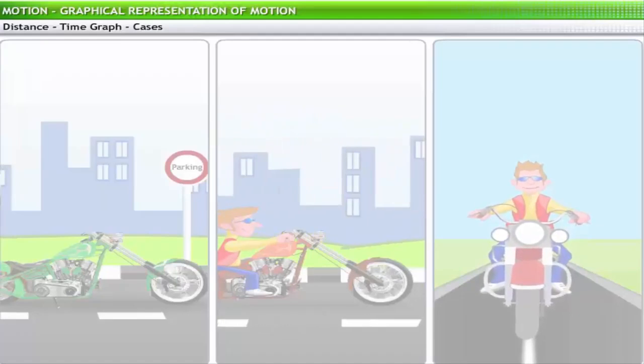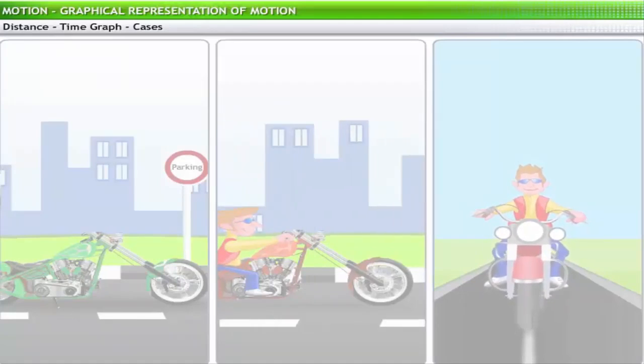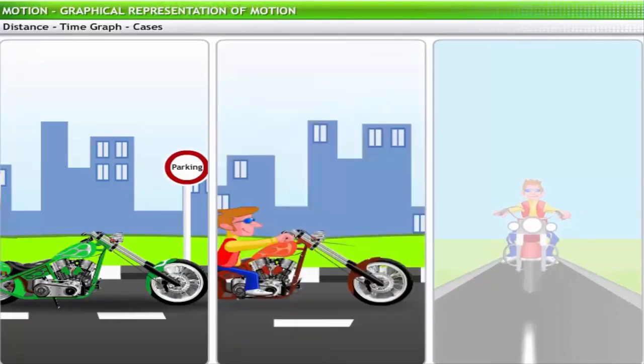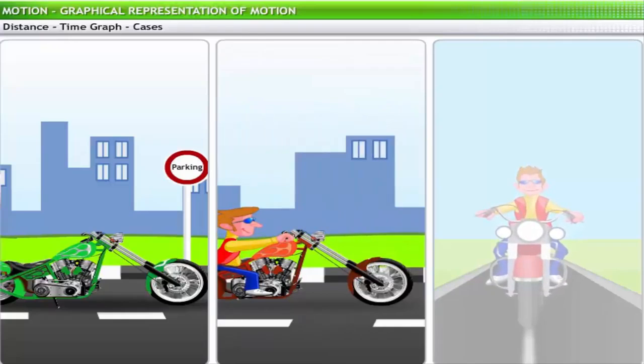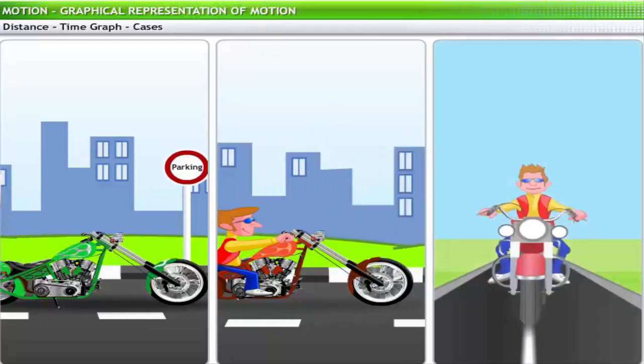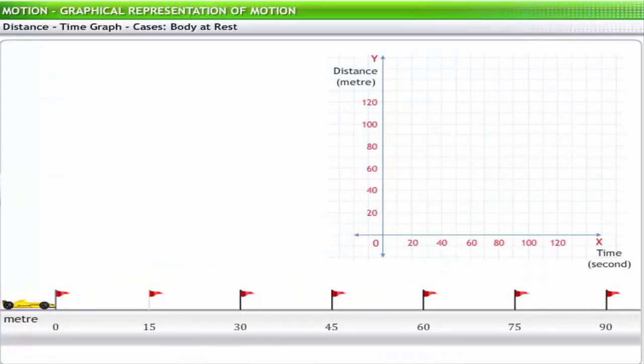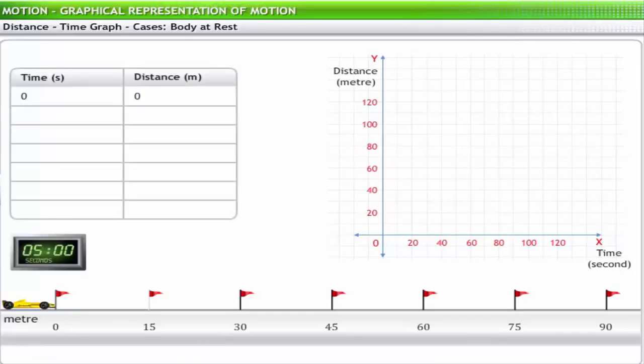Considering the nature of the motion of a body, a distance-time graph may show a body at rest, a body with uniform motion, and a body with non-uniform motion. If a body is at rest and does not move, we say the distance travelled by the body is 0, no matter how much time has elapsed. The distance-time graph for such a body at rest is plotted as a straight line along the x-axis.